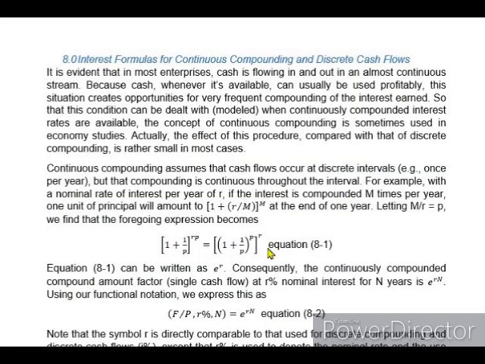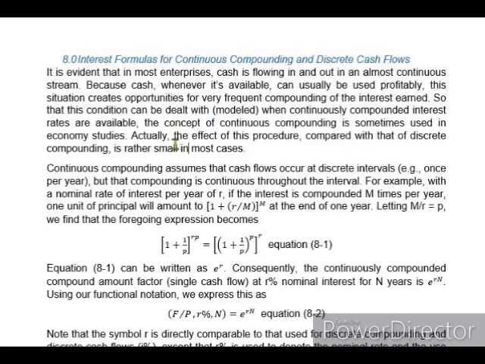So, dito na tayo sa interest formulas for continuous compounding and discrete cash flows. So, it is evident that in most enterprises, cash is flowing in and out in a most continuous stream. Because cash, whenever it's available, can usually be used profitably. This situation creates opportunities for ever-frequent compounding of the interest earned, so that this condition can be dealt with when continuously compounded interest rates are available. Pero yung sinasabi dito guys, yung concept ng continuous compounding ay sometimes lang ginagamit sa economy studies. Actually, the effect of this procedure compared with that of discrete compounding is rather small in most cases.